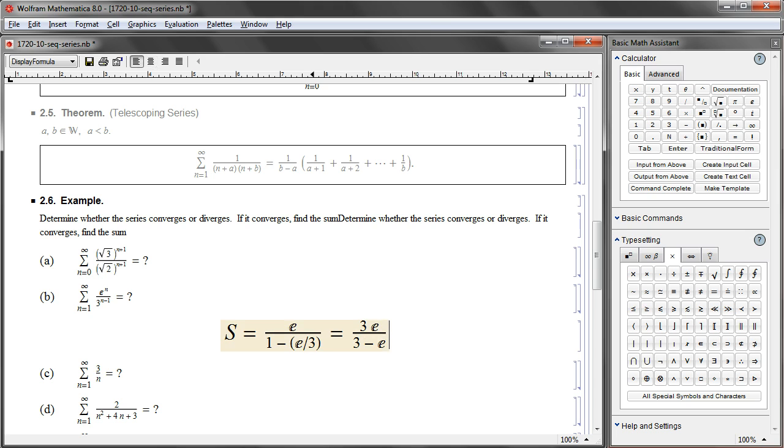But the final simplification is not really necessary. Oh, by the way, e over 3 is less than 1, so it makes sense. e is 2.71 something, so it makes sense.